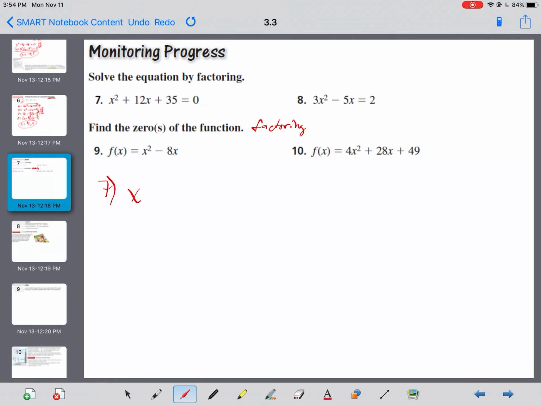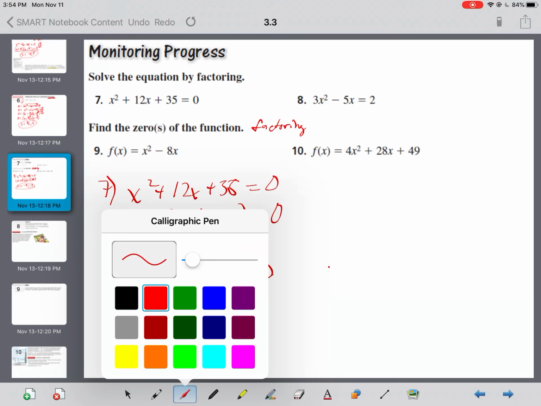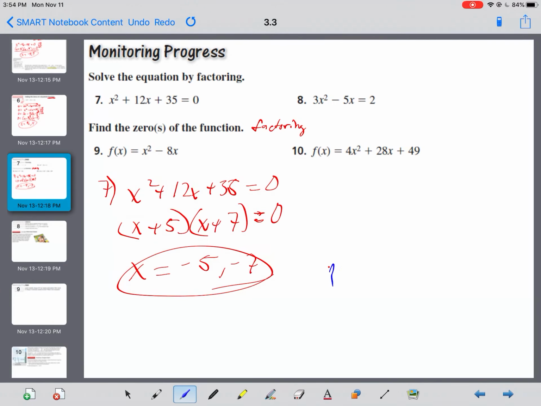Let's do 7. X squared plus 12x plus 35 equals 0. No greatest common factor because the a is a 1. So each one gets an x. Factors of 35 that add to 12. Well, 1 and 35 is 36. 5 and 7 is 12. X equals negative 5 and negative 7. Let's erase that. Let's do 8 in blue.